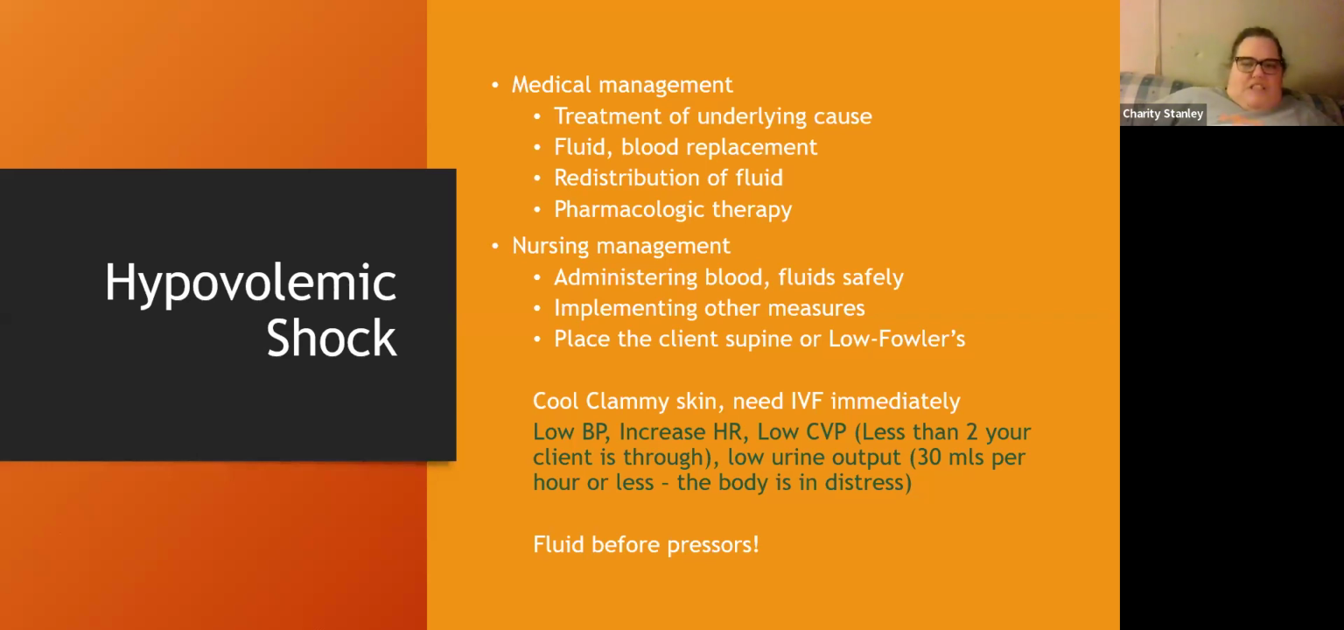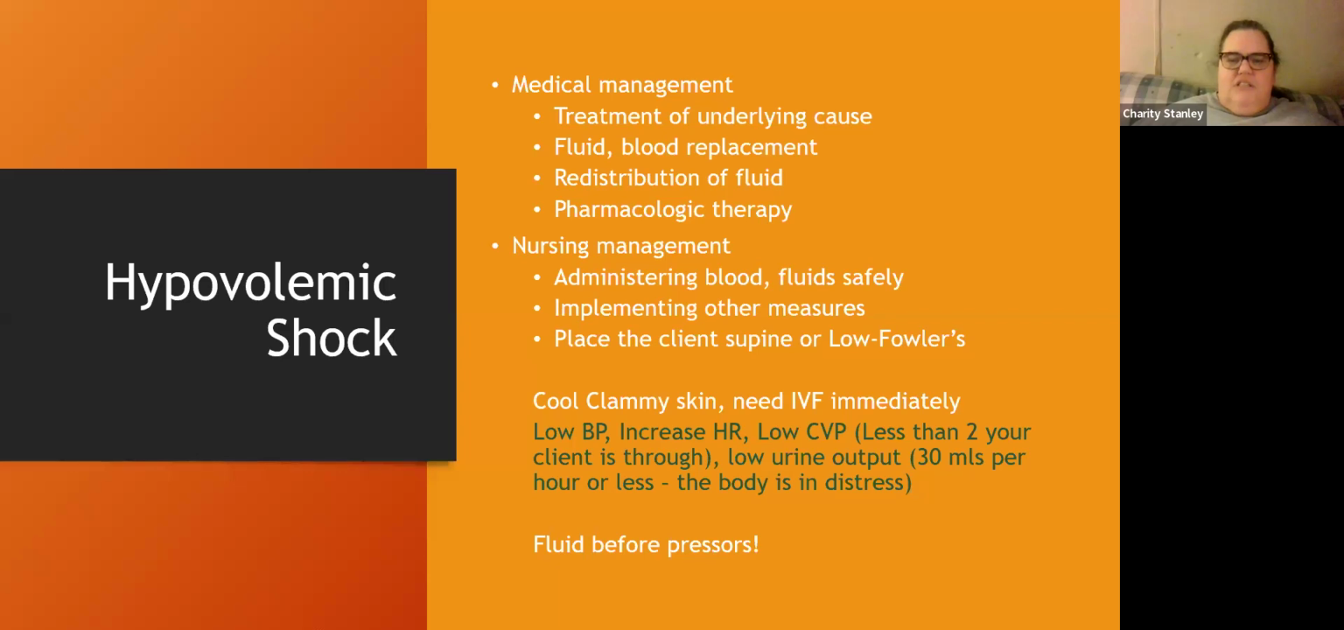So hypovolemic shock, we want to treat immediately with fluid replacement, potential blood replacement. Look at the distribution of fluid. Do we need to have some vasoconstrictors? Do we need some inotropes to increase the functioning of the heart?